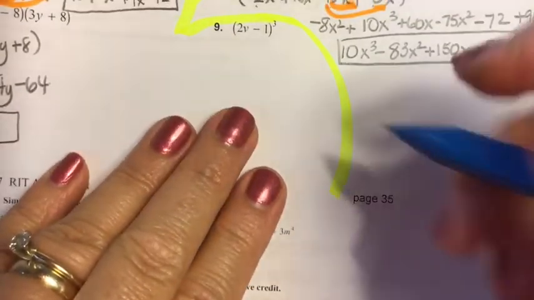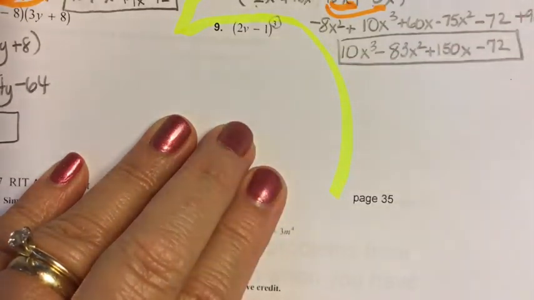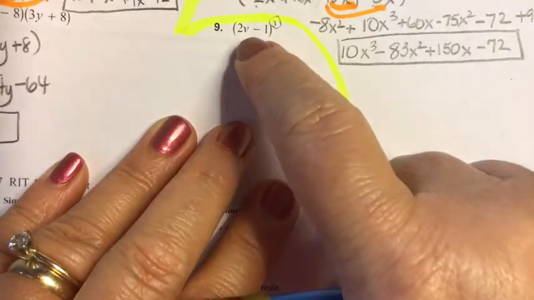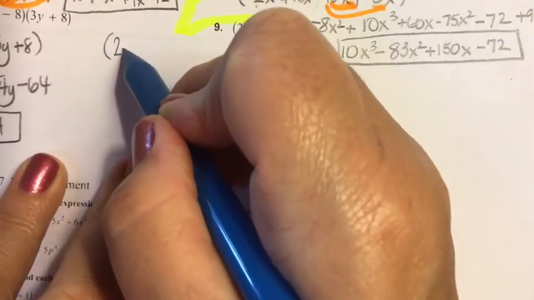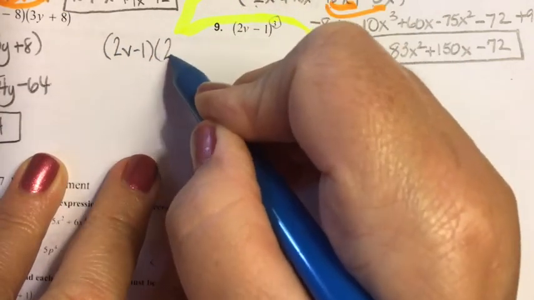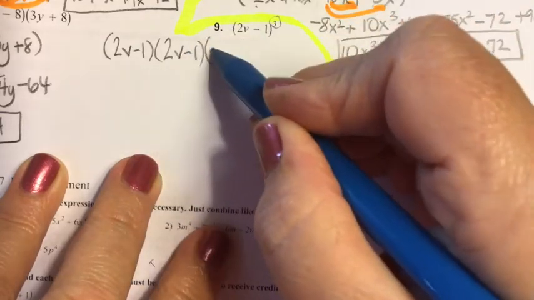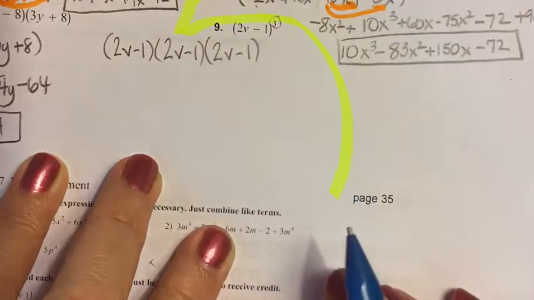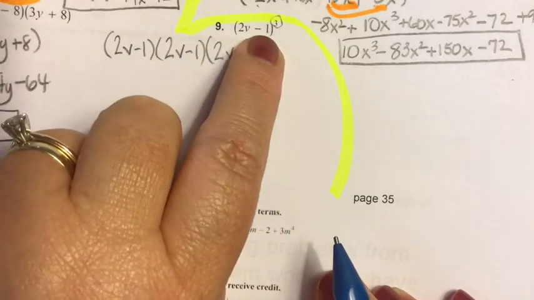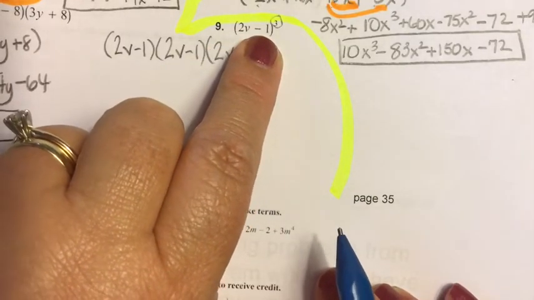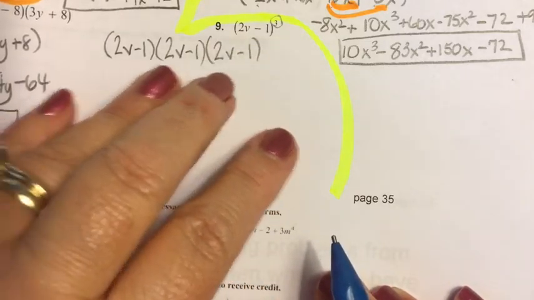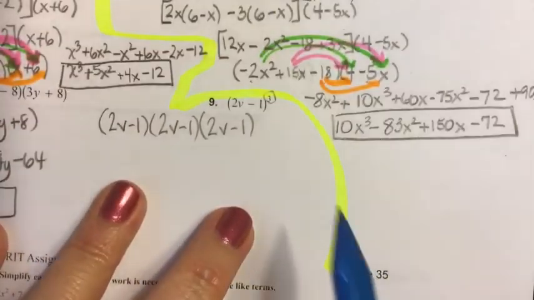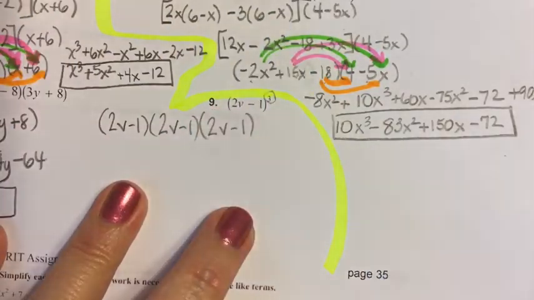For question 9, before I have you do question 9, I want you to know what this exponent stands for. It means that you have 2v minus 1 three times. You have 2v minus 1 times the quantity 2v minus 1 times the quantity 2v minus 1. The answer is not 8v cubed minus 1. You might see those in the answer, but the answer is not 8v cubed minus 1. So if you'll take the time to multiply those three binomials the way we did question 6 and 7.